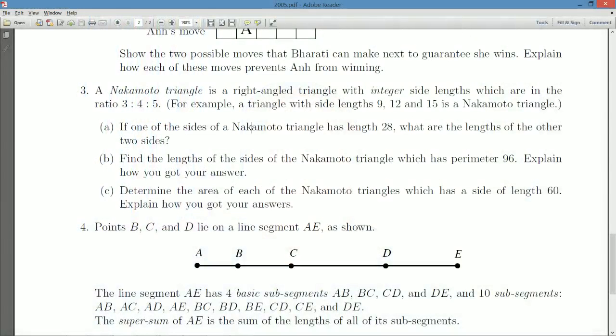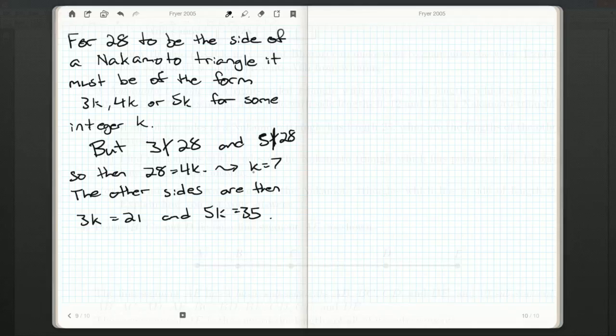B part. Find the lengths of the sides of the Nakamoto triangle which has perimeter 96. Explain how you got your answer. Okay. So, what's perimeter again? Well, perimeter is the sum of the side lengths of the triangle. So, where are we?